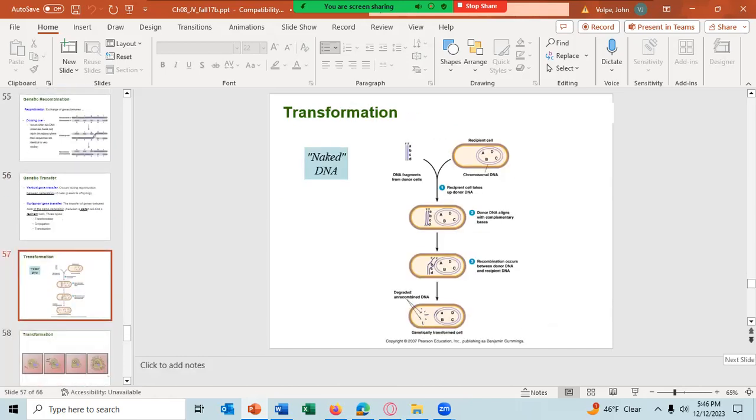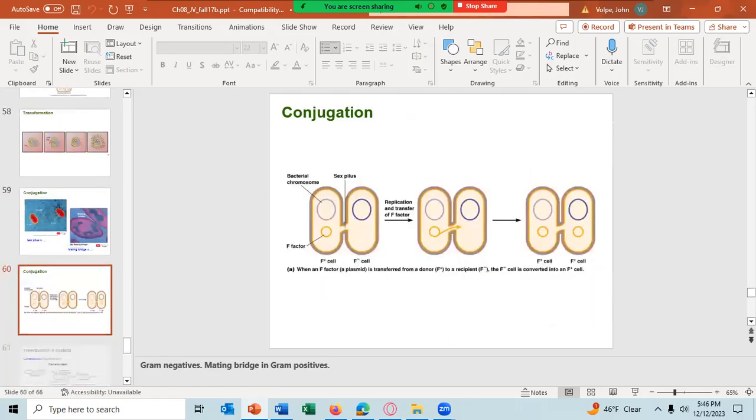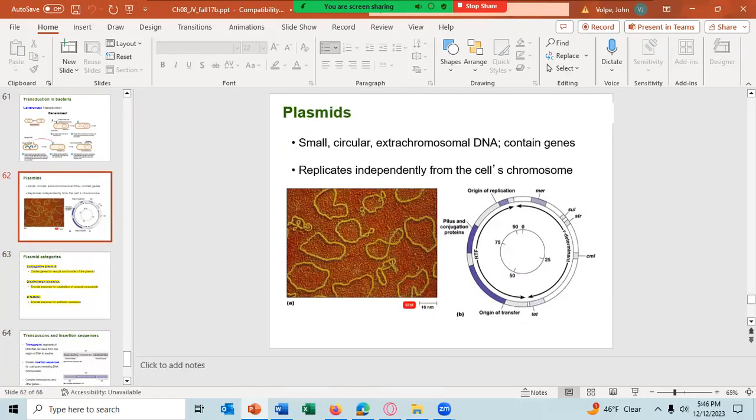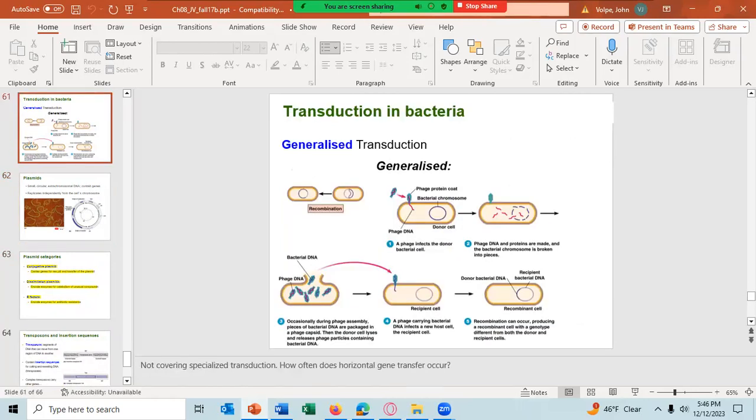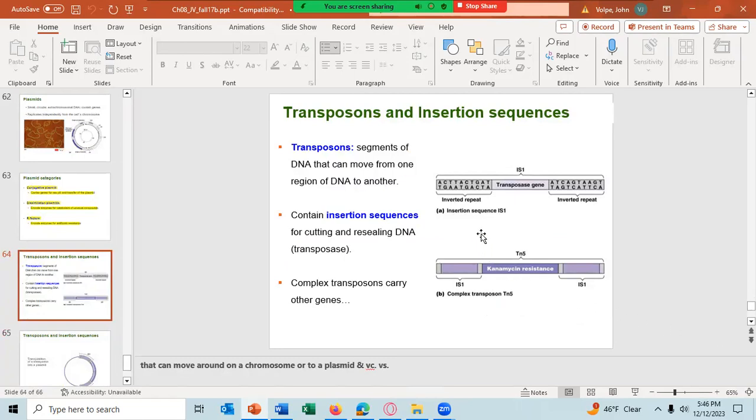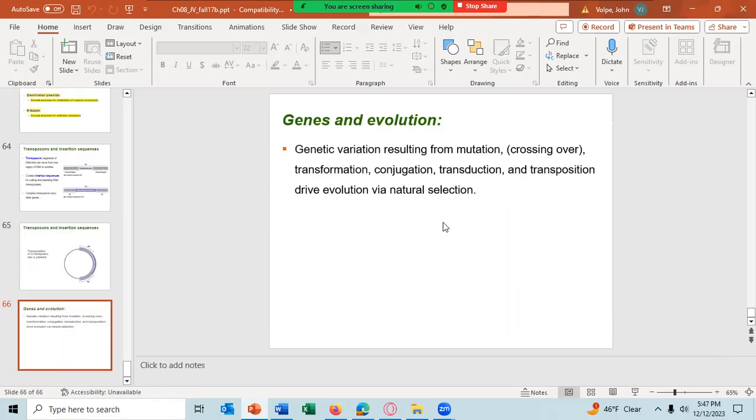And then you should know about transformation, conjugation, and transduction, how existing genes in a population can spread. And you should know about transposons. DNA in the genome that can move from one place in the genome to another place in the genome. All right, any questions about chapter 8?